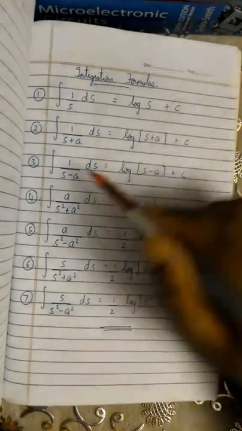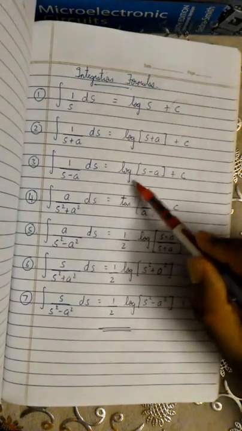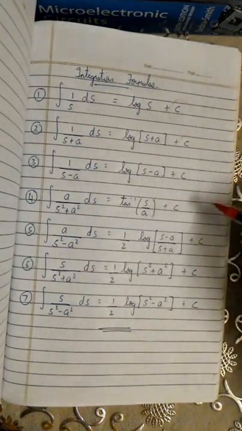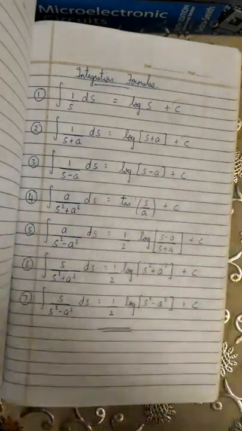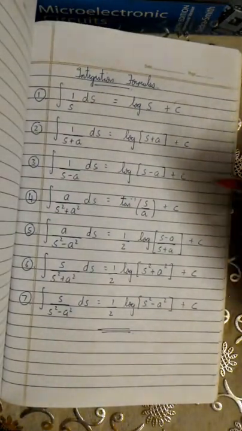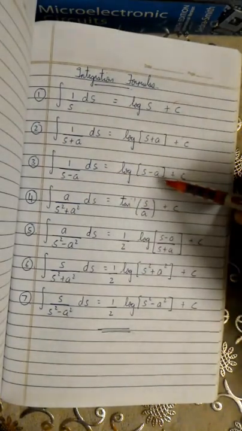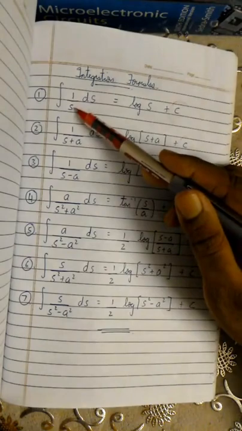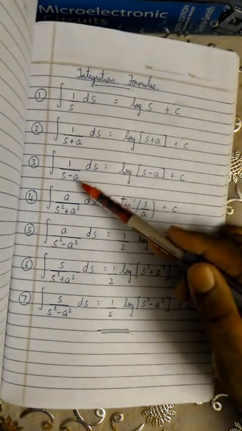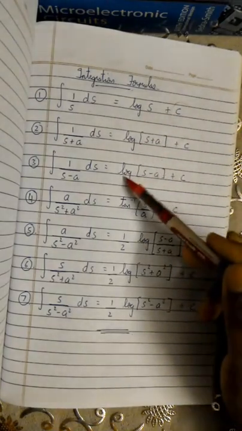Likewise, the third equation also: integral 1 by s minus a ds is nothing but log of s minus a plus c. Usually we write natural logarithm, or you can write logarithm also. That depends on where you are applying this equation. Here we are using the log function. So integral 1 by s minus a ds is equal to log of s minus a plus c. So in these 3 equations, just because the reciprocal is s, s plus a and s minus a, the logarithmic function will be log s, log s plus a and log s minus a.